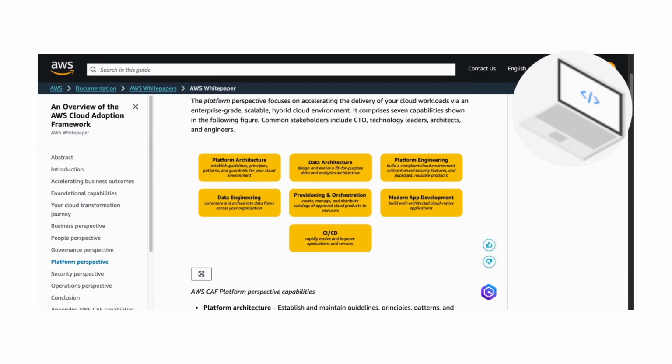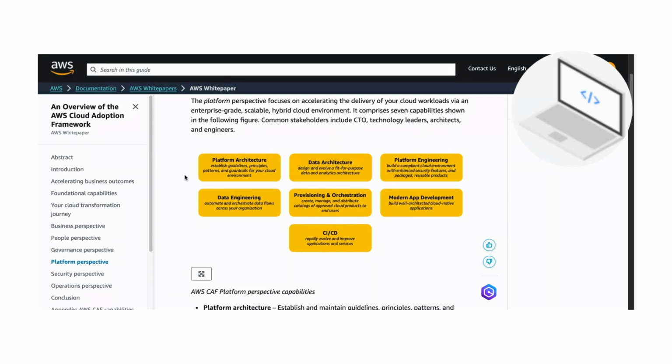of your cloud workloads through a scalable hybrid cloud environment. This perspective includes seven critical capabilities, and the key stakeholders often involved are CTO, technology leaders, architects, and engineers. Let's explore each of these capabilities.